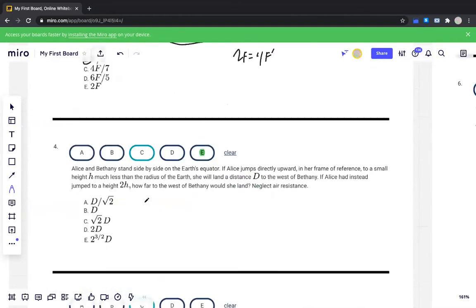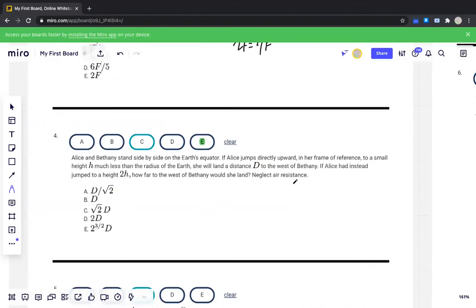Okay. Problem 4. We have two girls standing side by side on the Earth's equator. One girl jumps up, in her frame of reference, to a small height h. So she's jumping to a height h and she lands a distance d away from the other girl. So we have B and A. And if she jumps instead to a height of 2h, how far to the left of Bethany would she land? So we're trying to find out, if she jumps to a height 2h, what is this new distance d?